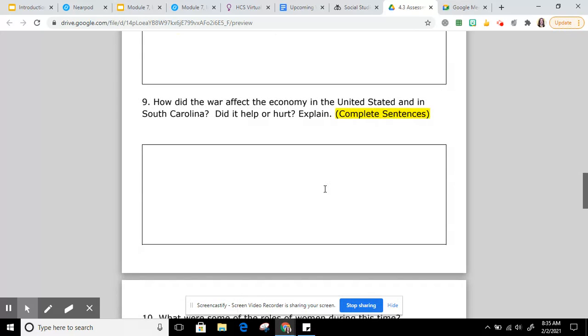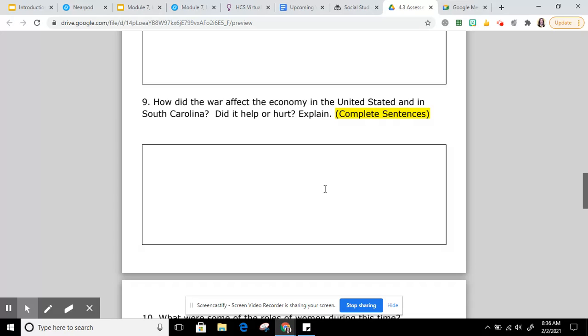Number 9, how did the war affect the economy in the United States and South Carolina? Did it help the economy? Did it hurt the economy? Explain your reasoning. So remember, economy is money. So how did the war affect the United States and the United States' ability to make money? And how was the economy affected by the war in South Carolina? So make sure you hit both parts, the United States and South Carolina.